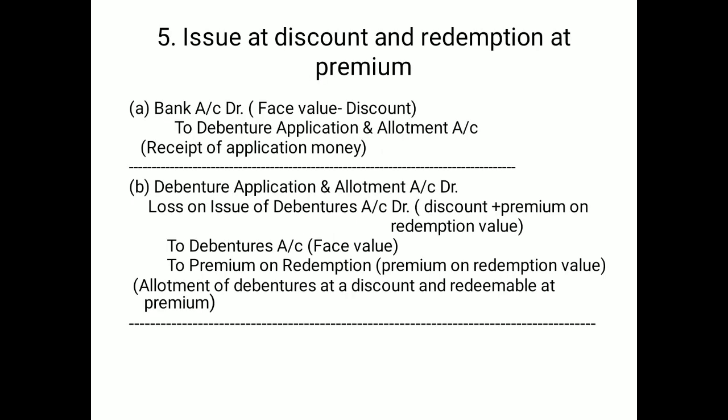Now next is issued at discount and redeemable at premium. When issued at discount, again the first entry comes after the discount. Suppose the discount is 5, it means this entry is passed with the 5. Earlier we discussed the discount: debentures application with 95, discount with 5, and then to debentures with 100. But here two losses are there. One is discount, second is premium on redemption. You may combine both, or you may write them separately. The first entry is debentures application with 95, discount with 5, and to debentures with 100.